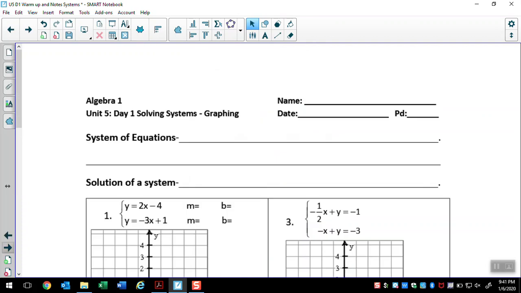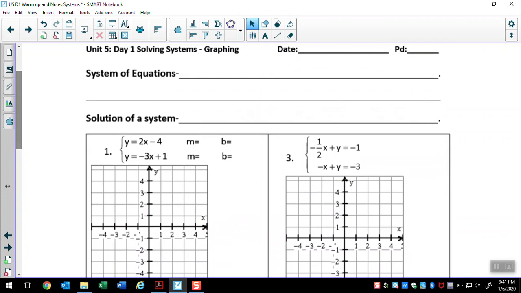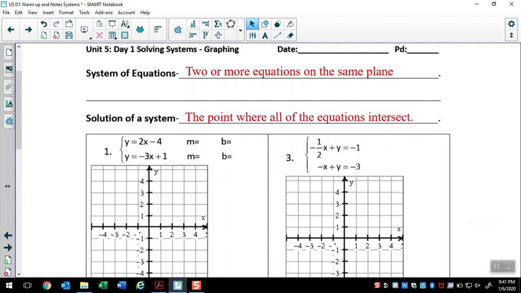Now let's go over here, and we're going to utilize that skill to help us solve a system of equations. So what is a system of equations? Well, it's 2 or more equations that are on the same plane. So if we were to graph them, you would have 2 or more lines on that same plane. A solution to the system is the point where all of the equations intersect. It's that ordered pair. So when we have a system of equations, they're all going to have the exact same x and y value, which shows where they cross, where they intersect.